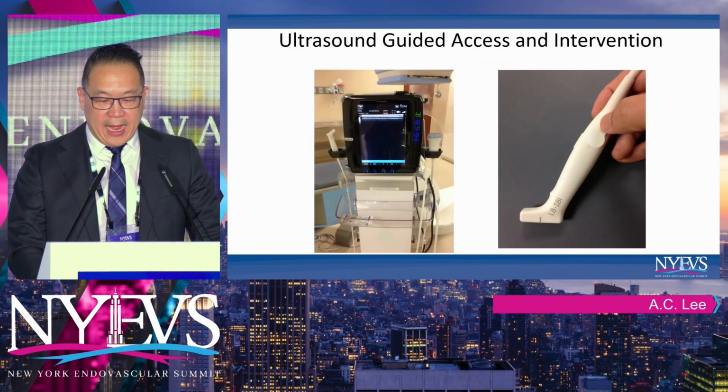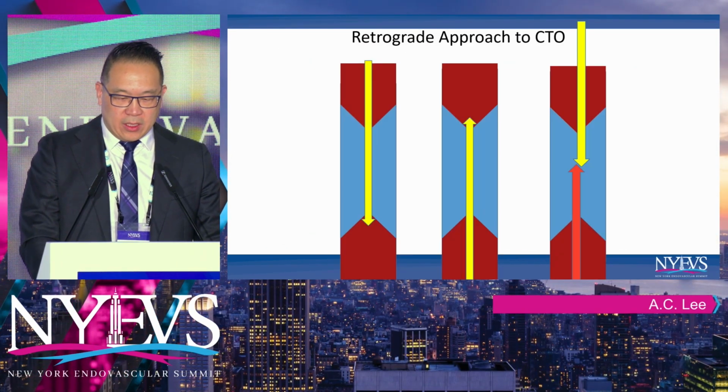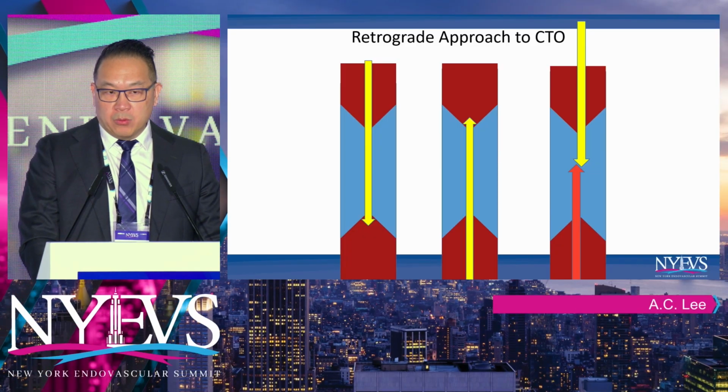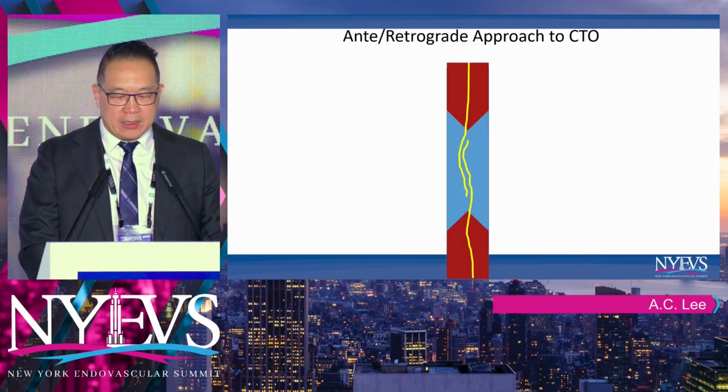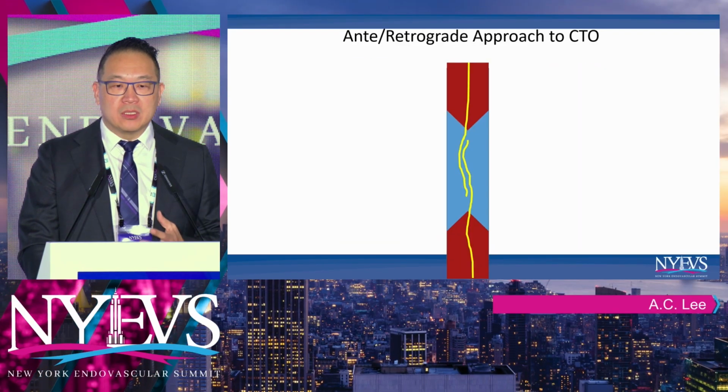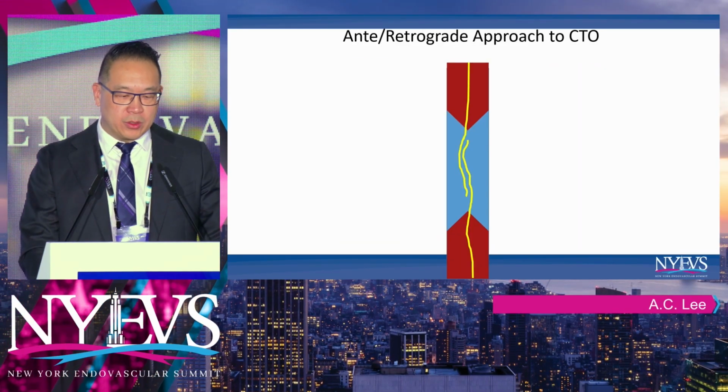Again, hockey stick access, I'm sure there's a talk later on this. We've all had cases where you go retrograde and the wire just flies right through, right? And it's great. But what happens when wires are subintimal in both directions?